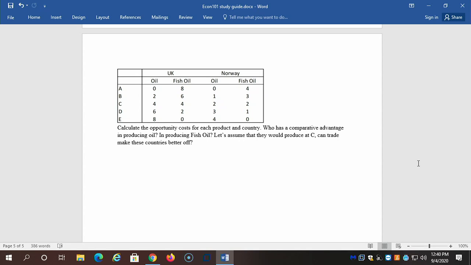You can pick any 2 products in an economy. You can boil it down. Like I've used capital goods and consumer goods. You can use like housing and consumer goods. You can just pick 2. So any of the examples like oil and fish oil. It was a simple model just to highlight opportunity costs.